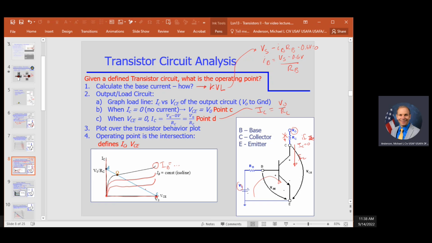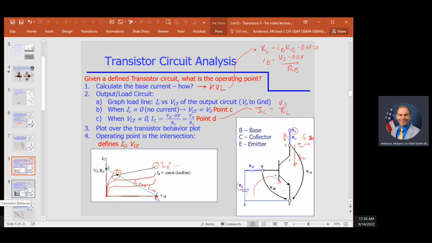So then we just draw a straight line between those 2 points, and the intersection of that load line, we call this the load line, with the base current line is our operating point. In this case, that's Q. Okay, so that tells us how to figure out what a transistor is doing if it's in a given circuit. What we'd like to do as engineers is ultimately design a circuit to ensure that the transistor is operating how we want to operate it. And that's what we'll go over next.